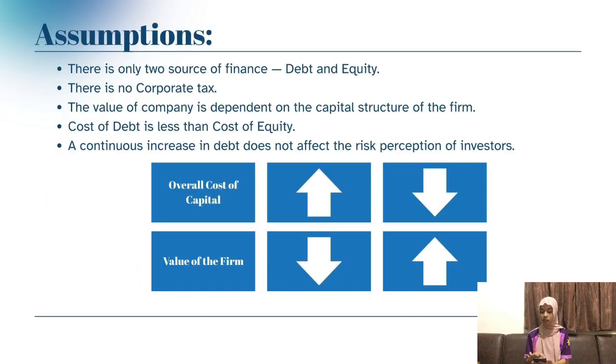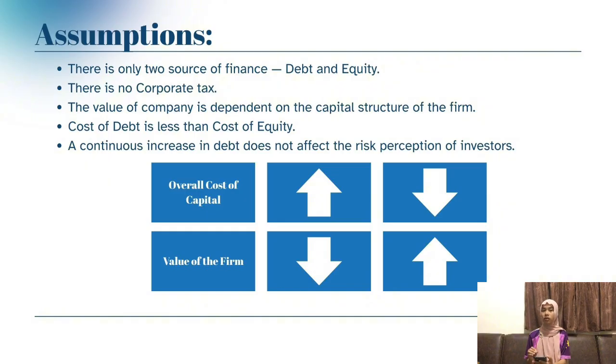So, we have the assumptions. The net income approach assumes that there are only two sources of finance, which are the debt and the equity. Next, there is no corporate tax. Third, the value of the company is dependent on the capital structure of the firm. Fourth, cost of debt is less than the cost of equity. Why? Because most investors don't take the higher risk of investing, di ba? They avoid investing in something na may high risk. Lastly, a continuous increase in debt does not affect the risk perception of investors.